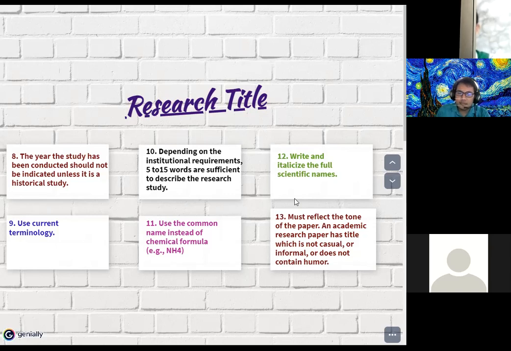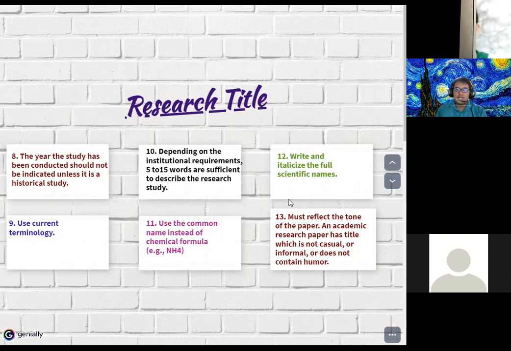Next. Write and italicize the full scientific names. If there is a presence of scientific names in your title, make sure to write it in italicized form. Okay, so yung scientific names dapat naka-italicized yun.